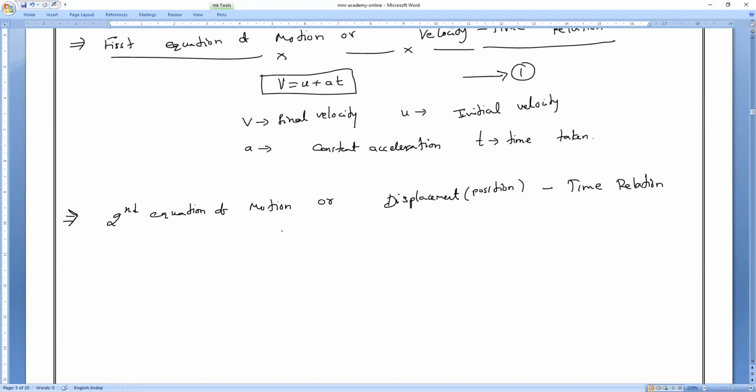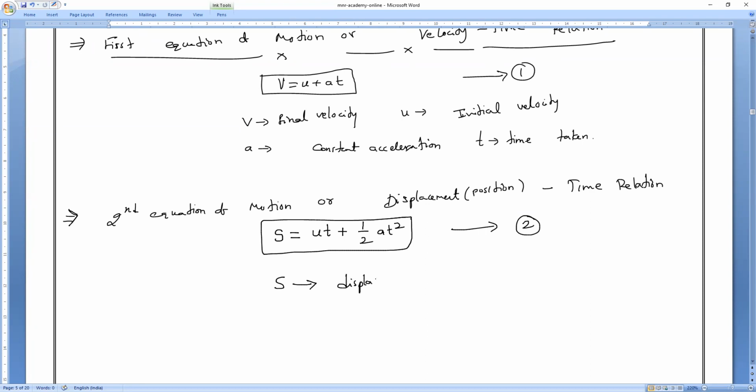The equation is, speak along with me: S equals ut plus half at square. How to read, everybody? S equals ut plus half at square. Please remember, don't read one by two at square. How to read? S equals, everybody.